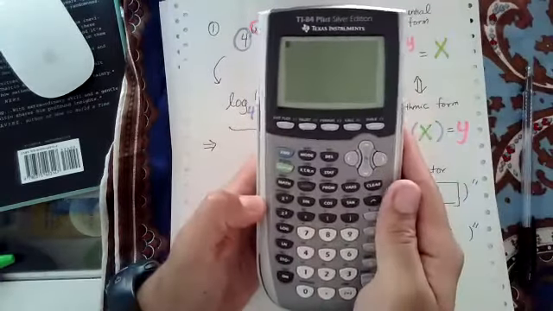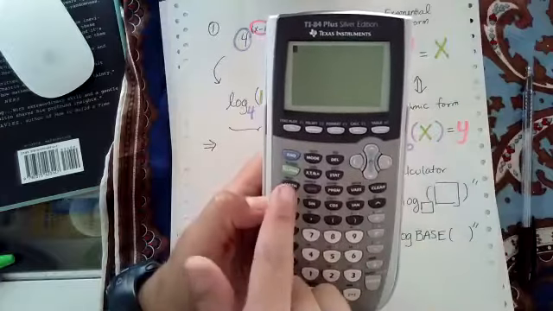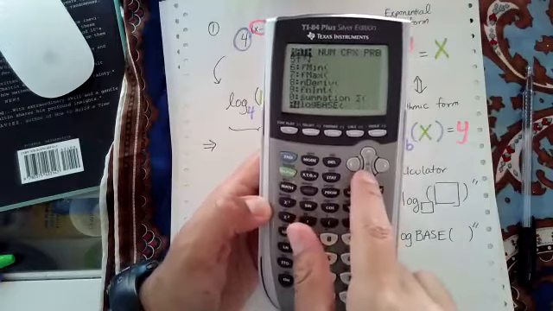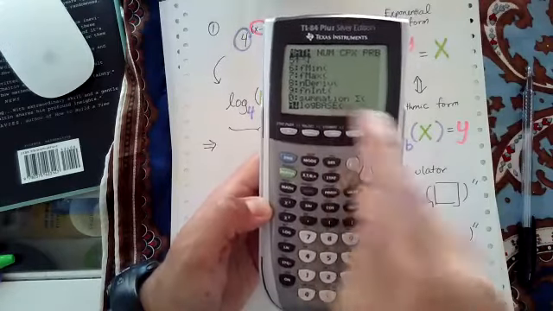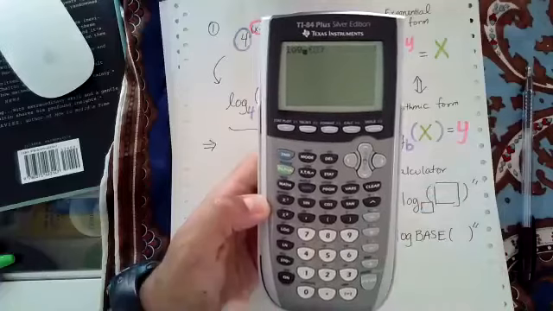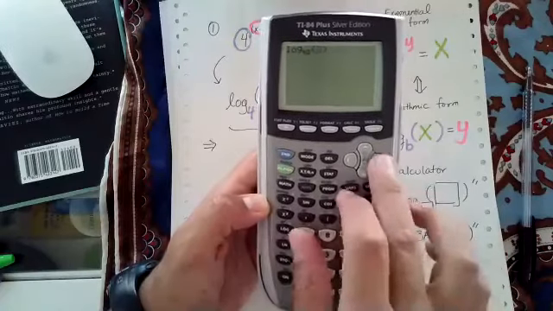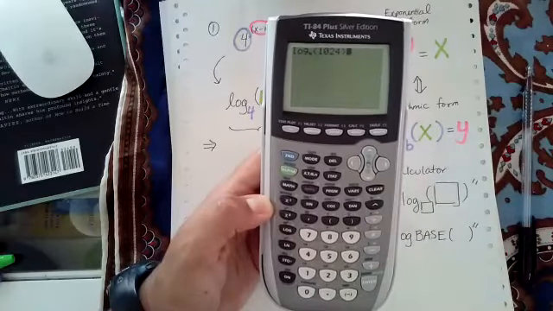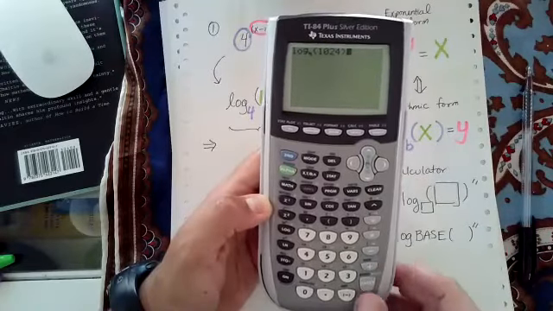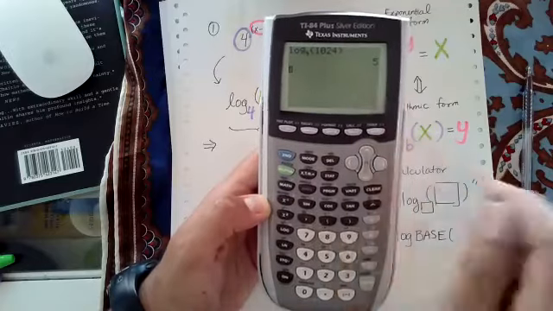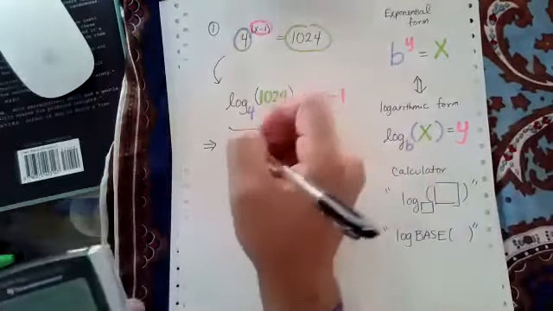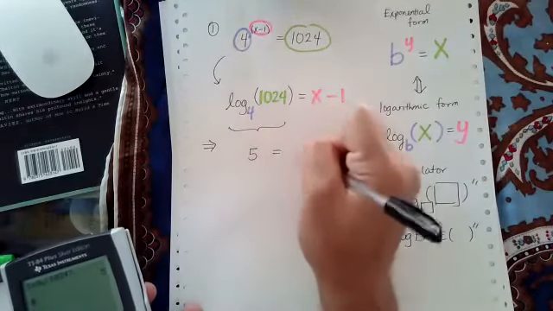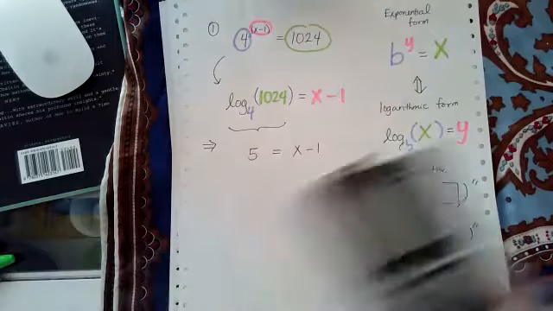If you have a TI-84 or something similar, if you go to math and you go all the way down until you see log base, we're going to click enter on log base, type a 4 for our base, and then 1024 goes into the parentheses. If we output that value, we should get 5. So now we have the equation 5 is equal to x minus 1.